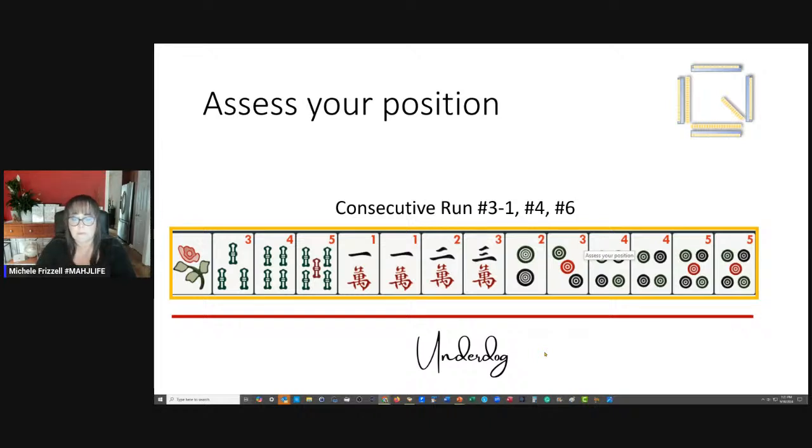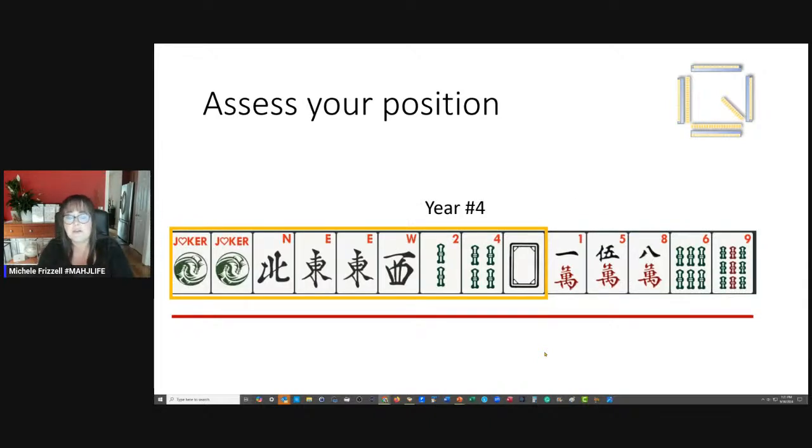Here's another example. Year number 4. This is the concealed hand. We have north, east, west, no south. We do have a couple of jokers that can help with the south gap. This is an example of a gap hand. We have 2, 4, and a white dragon. So we need a 2 bam. That would be a weakness. So you can see here, even the north would be a weakness because we have only 1.